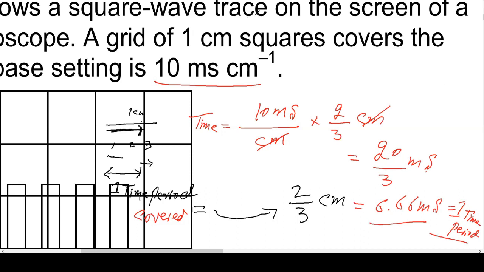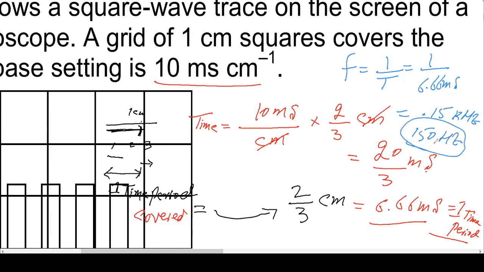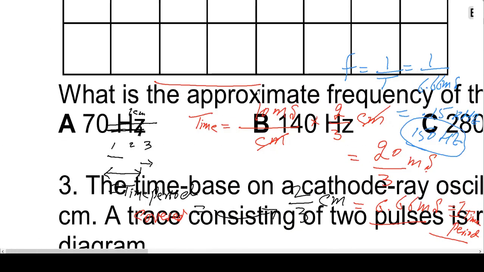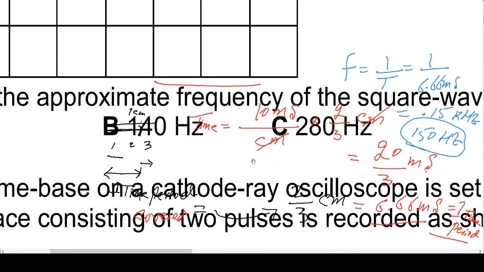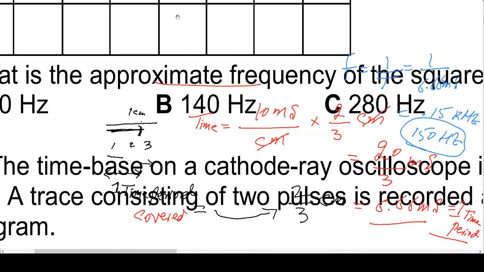Frequency is the inverse of the time period, which is 1 divided by 6.66 milliseconds, that's equal to 0.15 kilohertz, or 150 hertz. Now let's move toward the options. Is there any 150 hertz or near to 150 hertz? Because they said approximate frequency. There is 70 hertz, which is too far away from 150 hertz. There is 150 hertz, 140 hertz, and there is another 280 hertz, 1400 hertz. So this option is near to 150 hertz, and this will be the correct option.